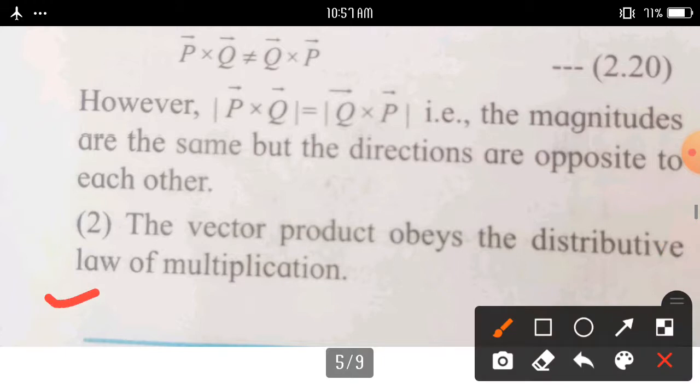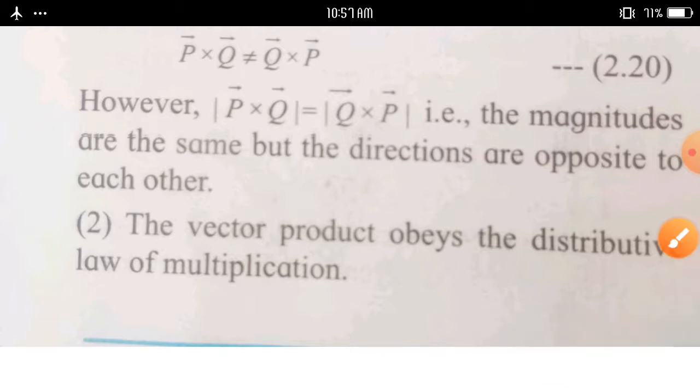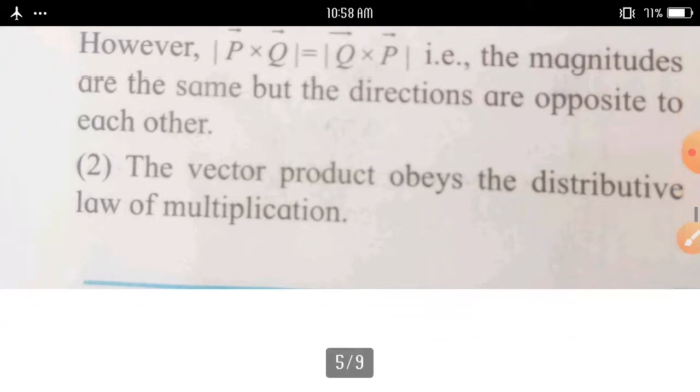Next characteristic, the vector product obeys the distributive law of multiplication. This is the same characteristic. Vector product obeys the distributive law of multiplication.